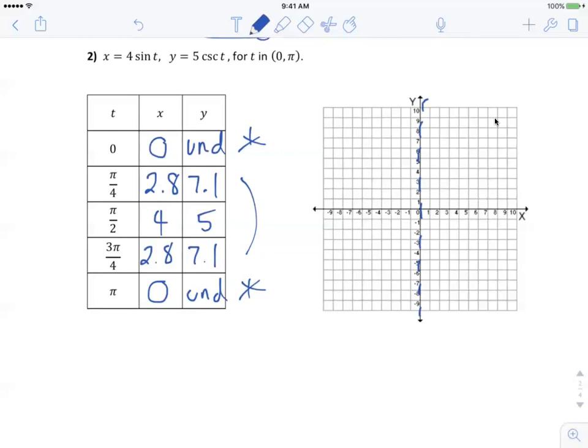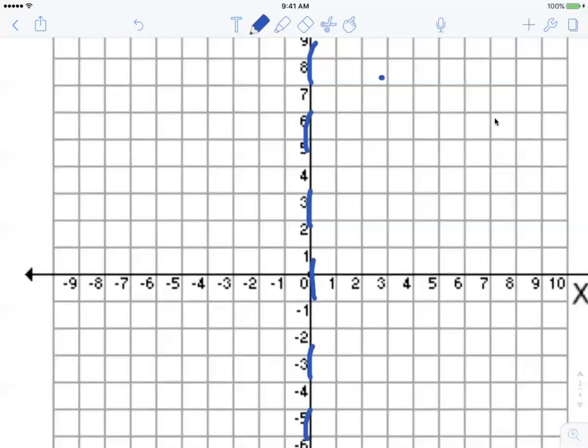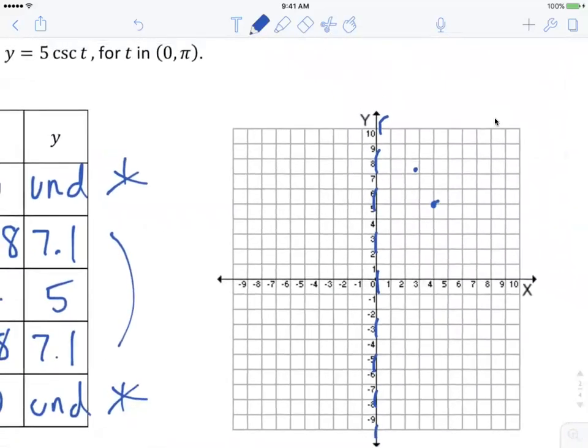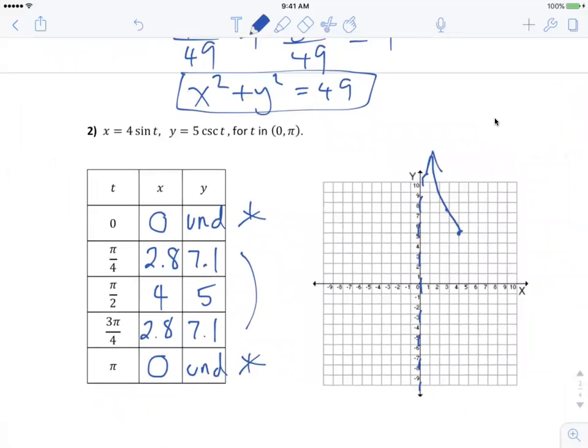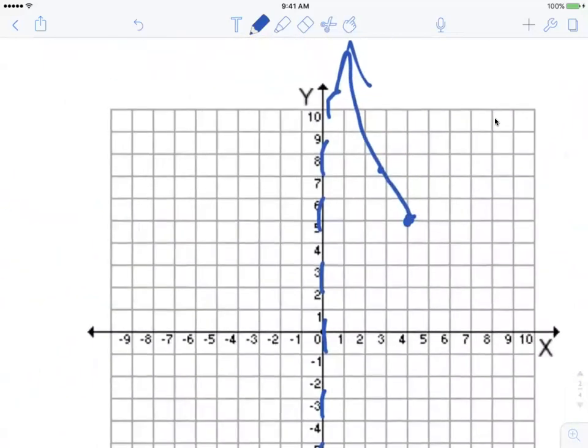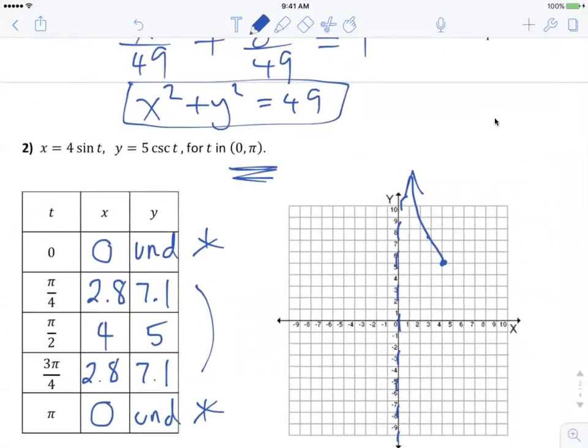And then we have 4, 2.8... so you're right about there. Ignore me, that's not right. 2.8, 7.1. Ooh, let's see, where's that going to be? 2.8, 7.1. Looks like we're right about there. And then we have 4, 5 there, and that stops. So this graph looks like it's heading in this direction. I could plot some more points if I wanted to see more of the graph, but that's what it looks like. And it stops there because of the restriction of the t. It says just go from 0 to pi, so I can't go any further than that. Okay.